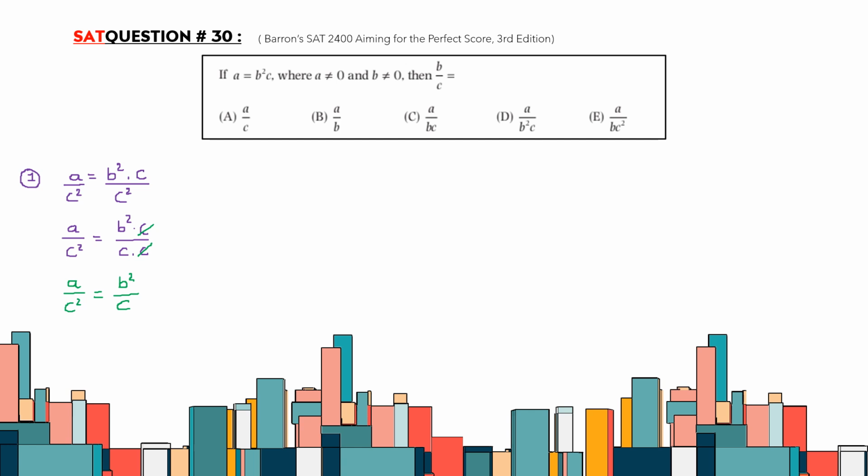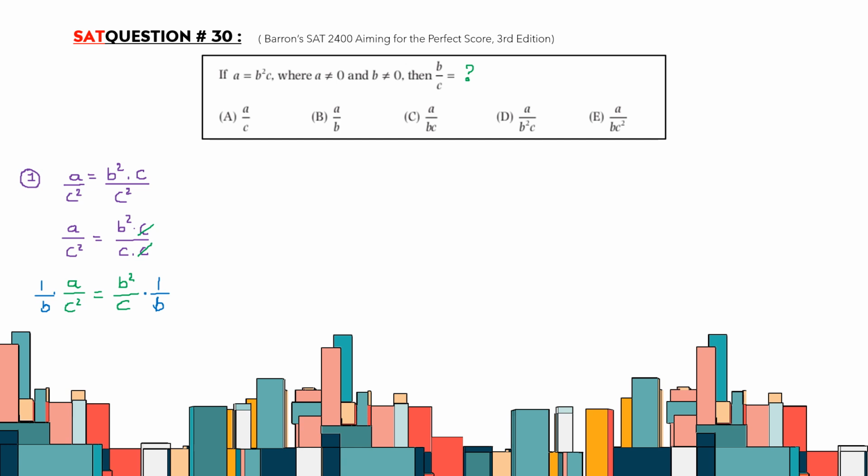It's almost there. We only need B over C, right? That's what the question is asking. But we have B squared, so we have to divide both sides by B, or multiply both sides by 1 over B. So 1 over B, okay?